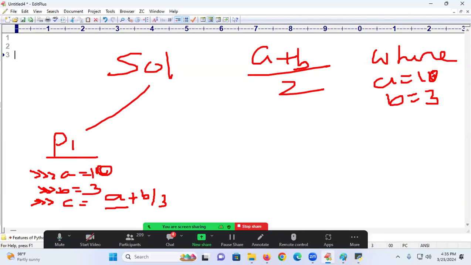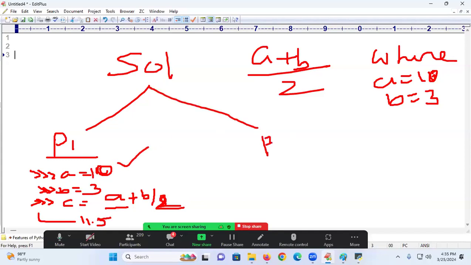What is the answer that is coming? 10 plus B by 3. That will give you B by 2, that is 3 by 2, which is called what? 1.5. 10 plus 1.5 is what? 11.5 is the answer, correct? So he is feeling that his answer is correct.